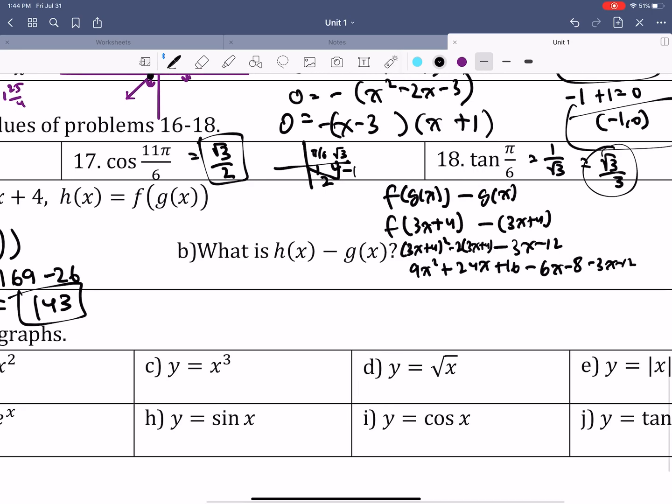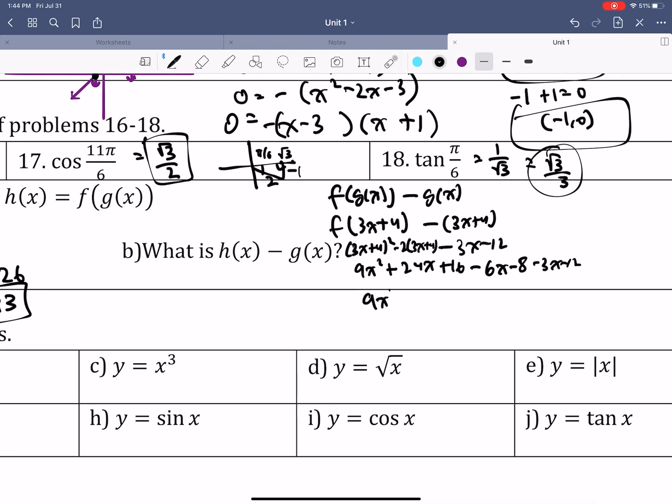Let's simplify. So 9x squared is only squared. Then from here, I am seeing that we have 24x minus 6x, so that's 18x, minus 3x, that's 15x. Along with that, I am also seeing that we have 16 minus 8, which is positive 8, minus 12, which is negative 4. That's what it is, fully simplified.